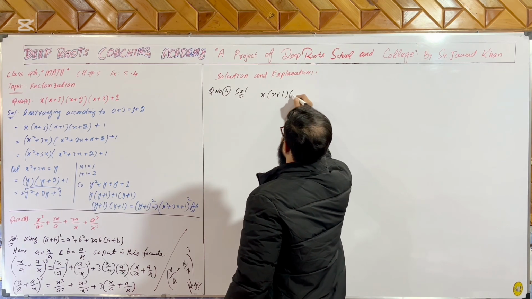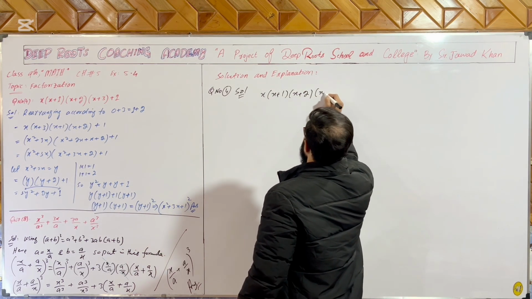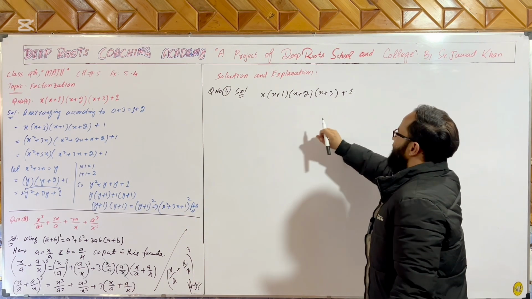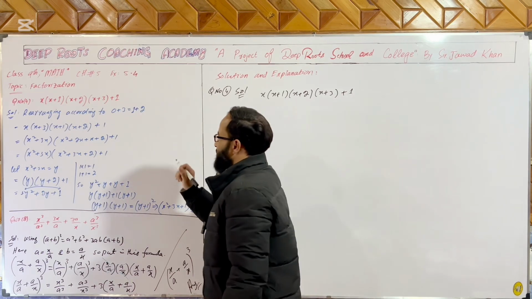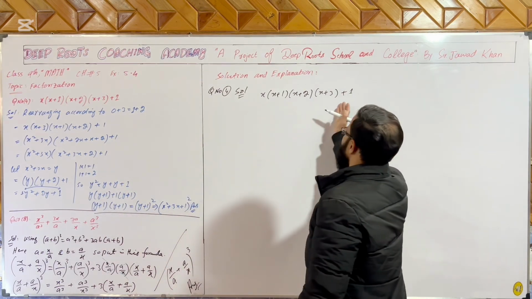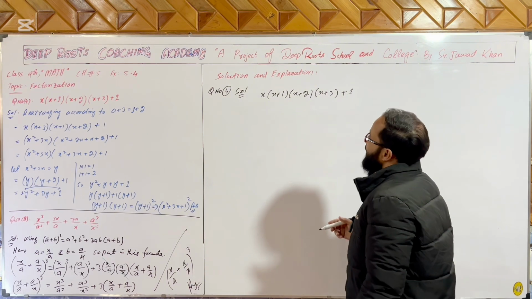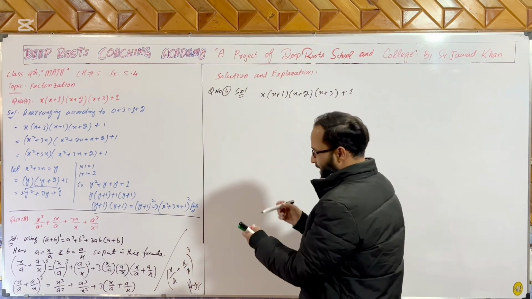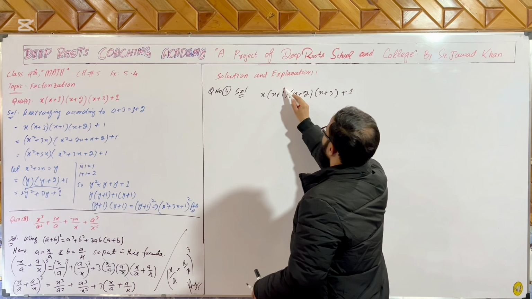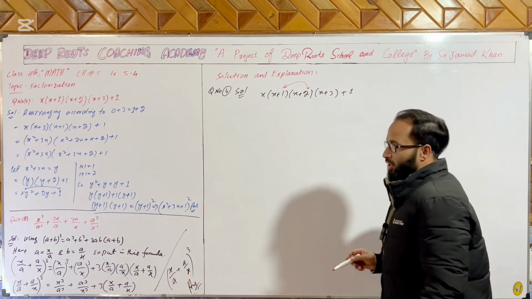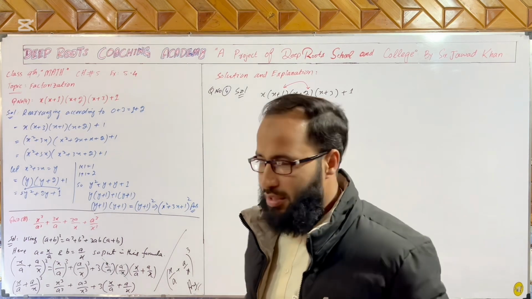x plus 1, x plus 2, x plus 3, and plus 1. This question is given and they are asking us to factorize it. So first of all, we will rearrange the question. How to rearrange it? If you look here, if I add 1 and 2, it will give us 3.